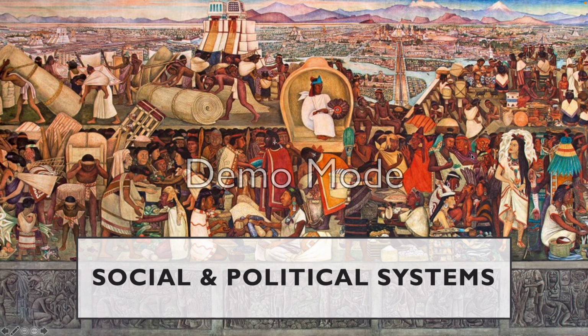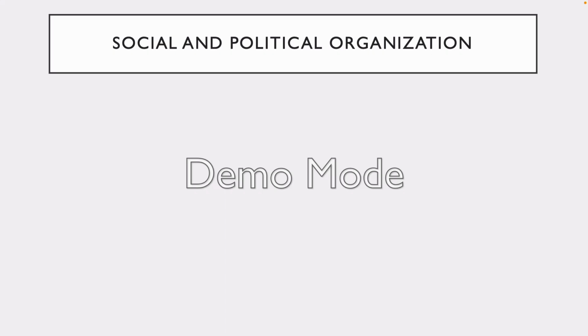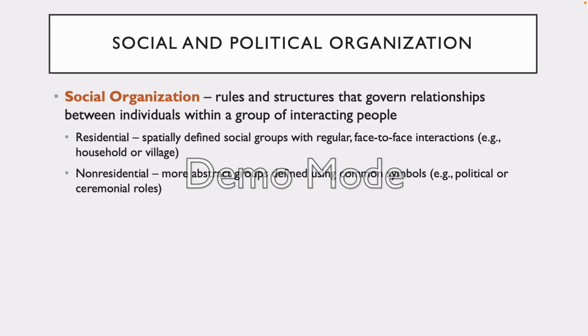Today we're talking about social and political systems. So, social organization are the rules and structures that govern relationships between individuals within a group of interacting people. So what does that actually mean? Well, there are different ways we can talk about that.